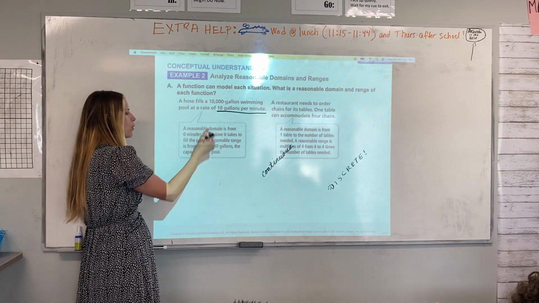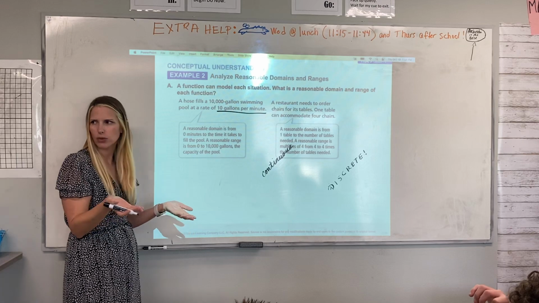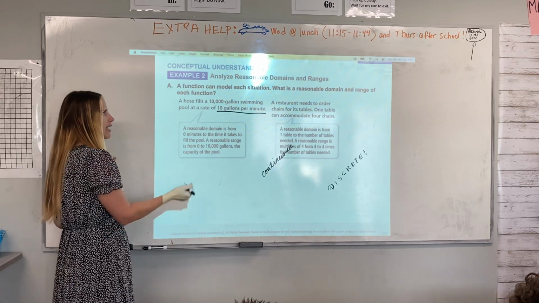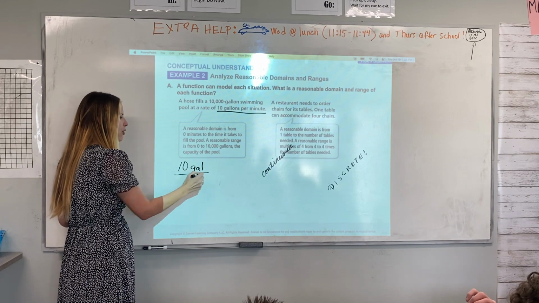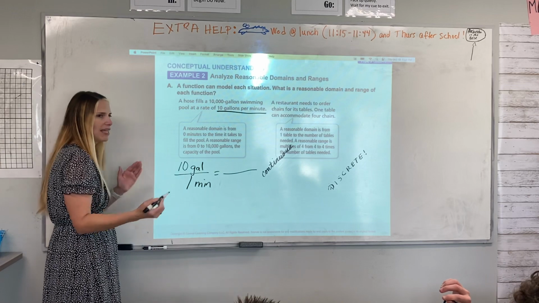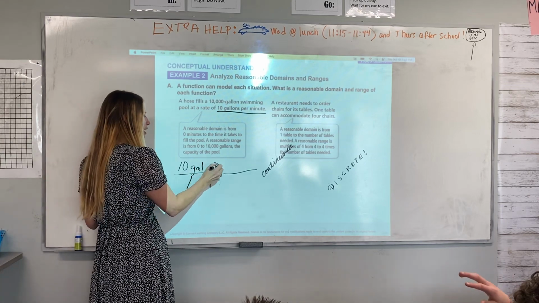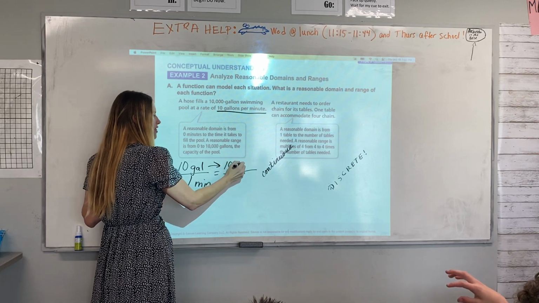Okay, so we can actually make a little proportion to determine, well, how much time is it actually going to take to fill up this whole 10,000 gallon? So if I have a rate of 10 gallons per 1 minute, and I want to set that equal, or find out how much time it will take to go from 10 gallons to 10,000.